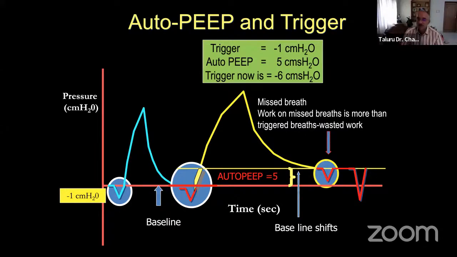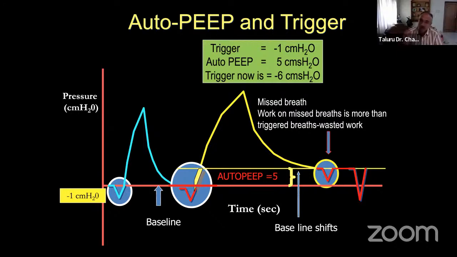So, if somebody has auto-PEEP, it is wise to correct auto-PEEP medically and then also analyze how much the auto-PEEP is. The only thing you can do here is, you can reduce the trigger to minus 0.5. Other than that, all the auto-PEEP that has to go is by altering the tidal volume or the IE ratio or medical therapy. There is nothing else you can do with the trigger here. So, whenever you see auto-PEEP, don't think you can correct all of it by altering your ventilator.